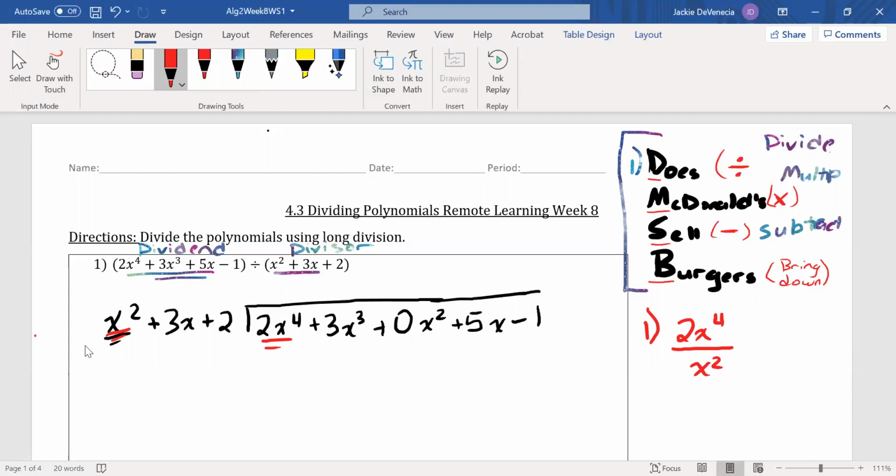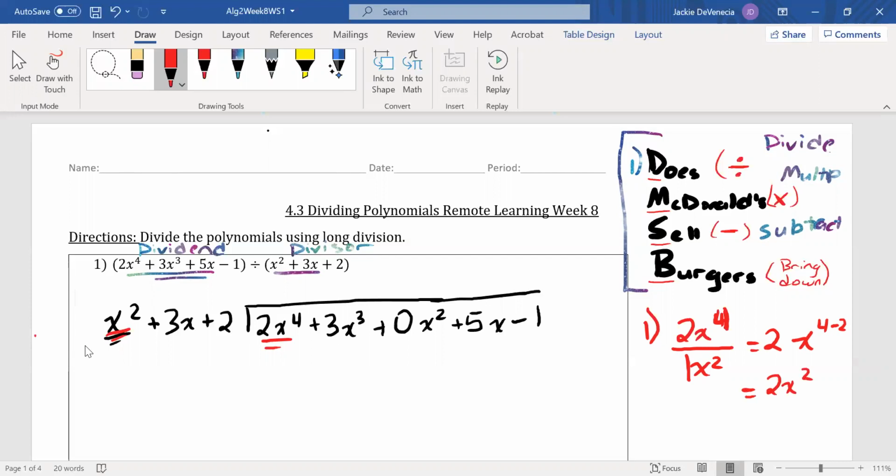Okay, so from yesterday, whenever we're dividing exponents, we know we're subtracting them. So x to the fourth divided by x to the second, that'll be the same as 4 minus 2. And then 2, there's nothing here, divided by 1, that gives you just 2. And our final answer would be 2x to the second.